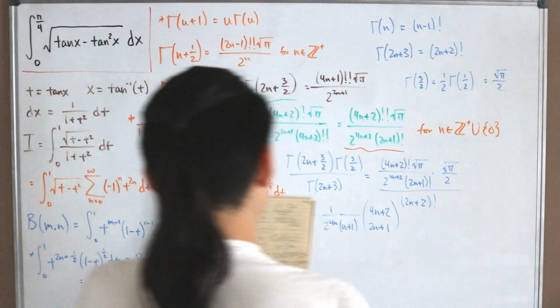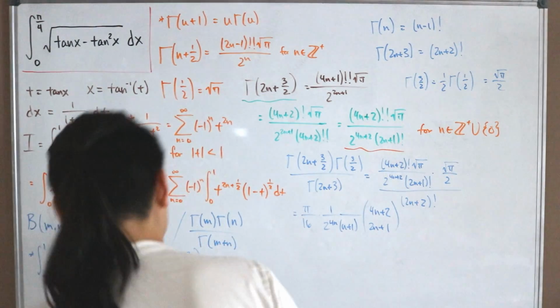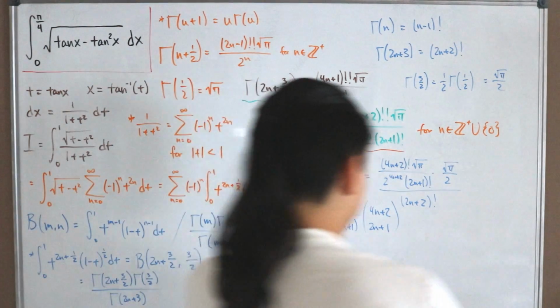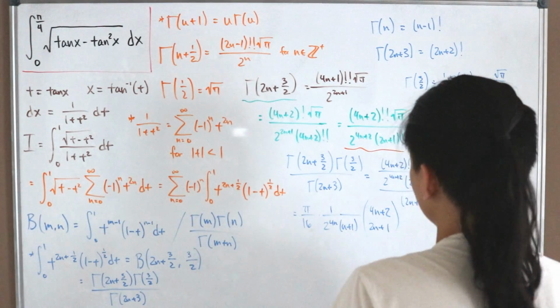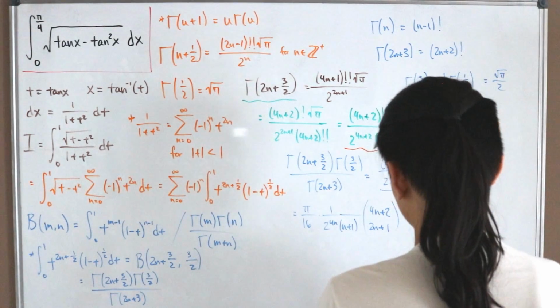Okay, with this, let's write this in simpler terms. Now that we've figured out our integral representation that we just calculated, we can plug that back into our alternating sum.